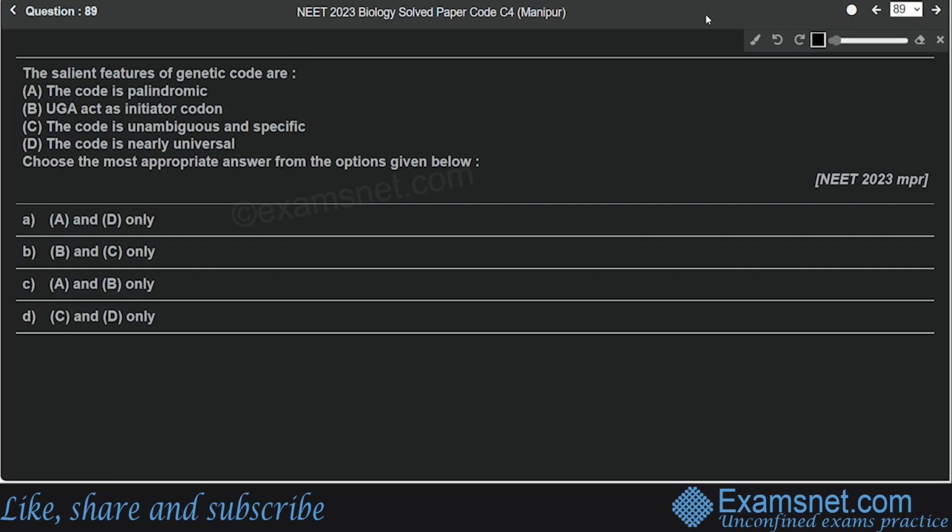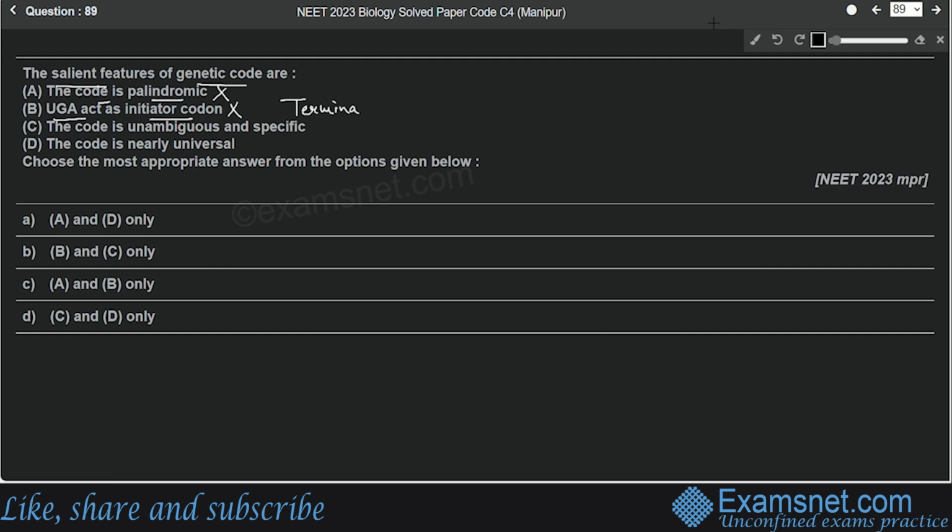Question number 89 is from the chapter Molecular Basis of Inheritance, and the question is salient features of genetic code are. First one is the code is palindromic. This is not correct. The code is not palindromic. Then the second one is UGA acts as the initiator codon. This is also incorrect. UGA is a terminator codon.